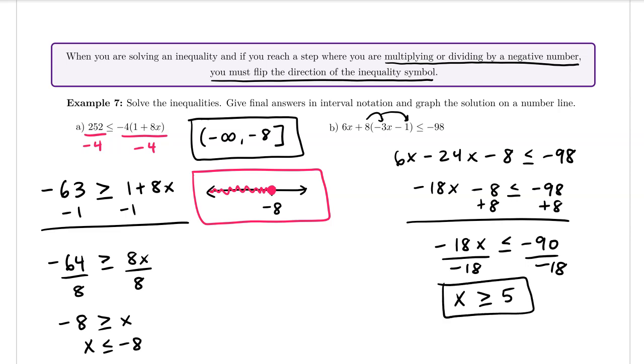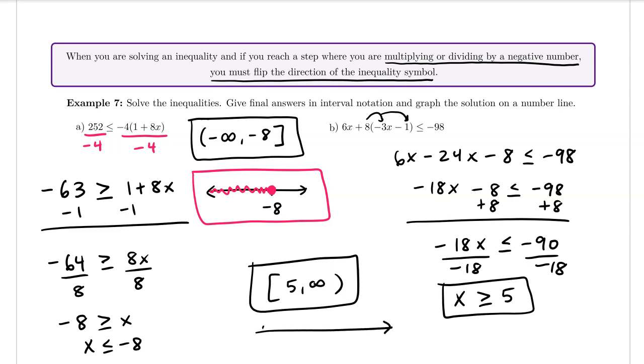In interval notation, that is going to be bracket 5 comma infinity parenthesis. And then if we are graphing this on a number line, I have 5 here. I'm going to circle with a closed circle on 5 and then shade to the right. And there is our final answer for part B.